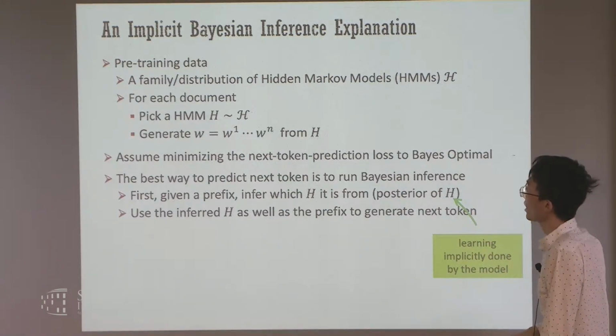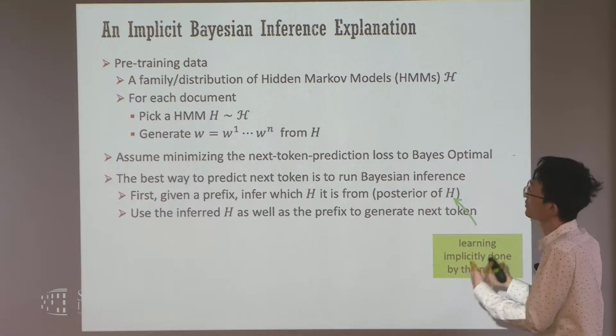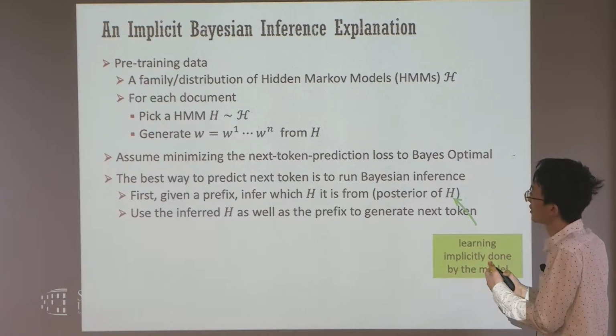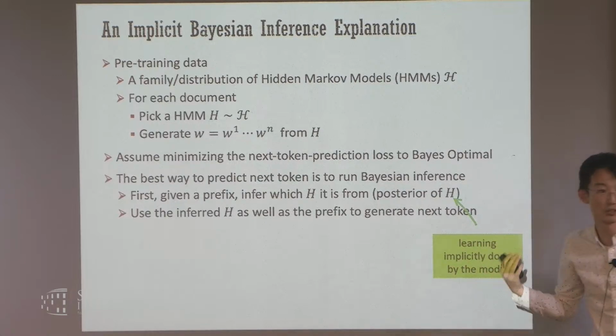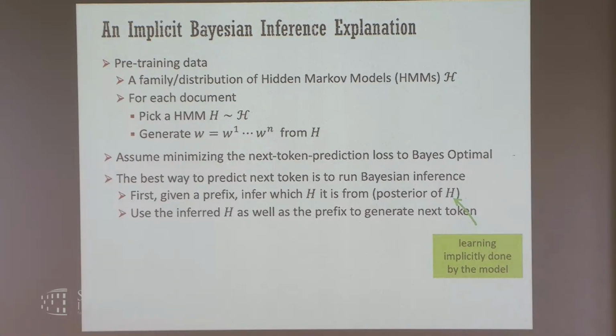If you infer the posterior HMM, you learn the pattern in some sense, and then use the pattern to solve the downstream task. This is a trivial statement because it's the same as Bayesian inference. Every time you have such a problem, this is the optimal thing to do.